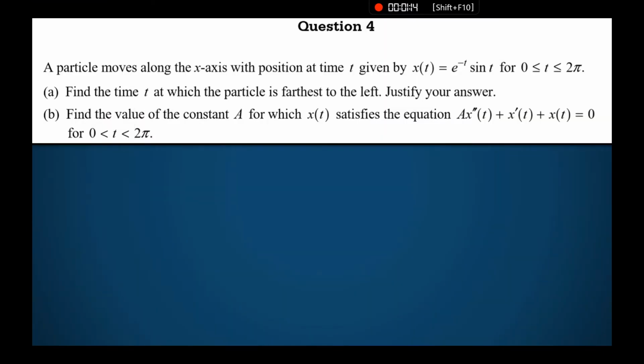So we've got this particle that's moving with its position at any time equal to e to the negative t sine t, for t from 0 to 2 pi. I want to find the time t where the particle is the furthest to the left. What do I have to do first?